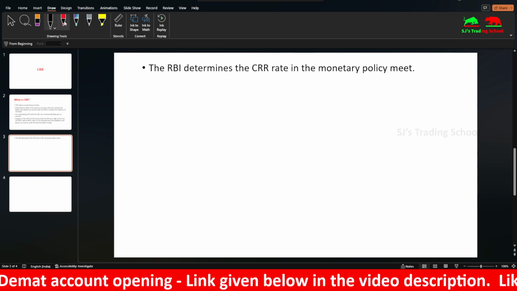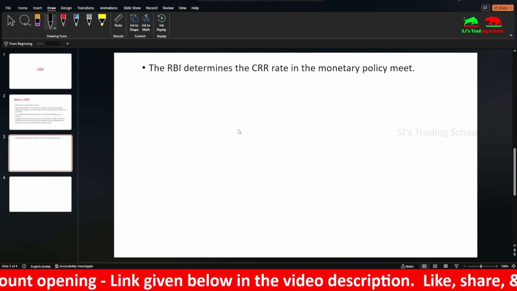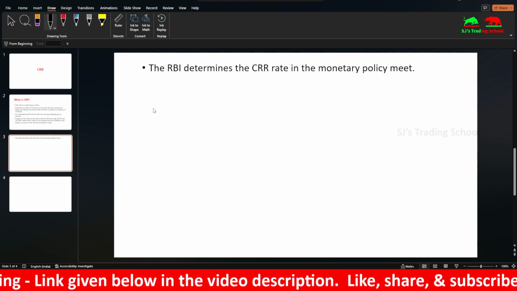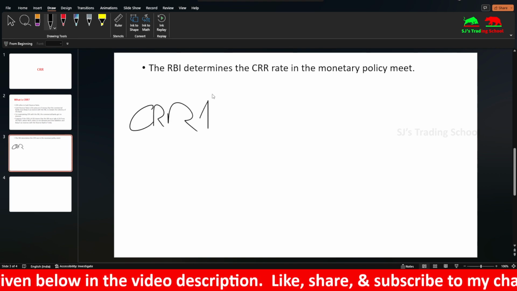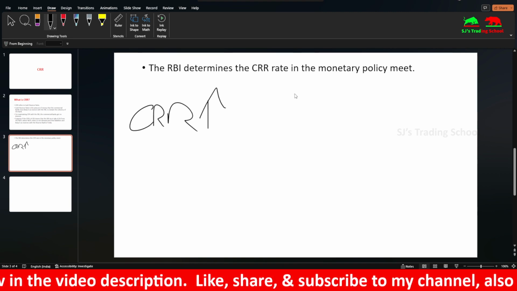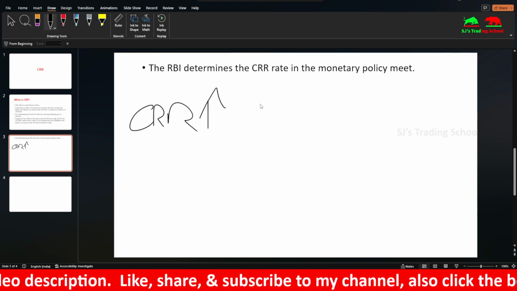So how is the money supply controlled by using the CRR? Suppose the CRR rate increases, what happens is that a larger amount of money must be reserved with the RBI.